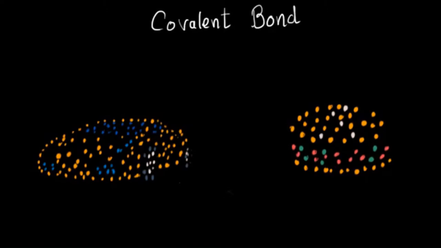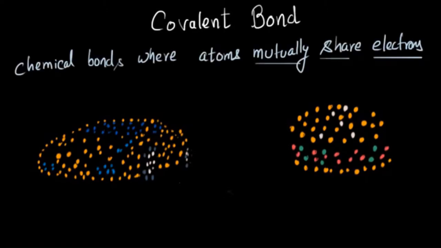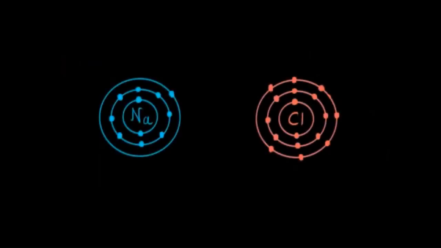Basically, these are chemical bonds where atoms mutually share electrons to be together. Now, in the video of ionic bond, we have seen how atoms can lose electron and gain electron and get oppositely charged and attract each other, stick to each other. That makes sense, right? But how can atoms stick together by just sharing of electrons?